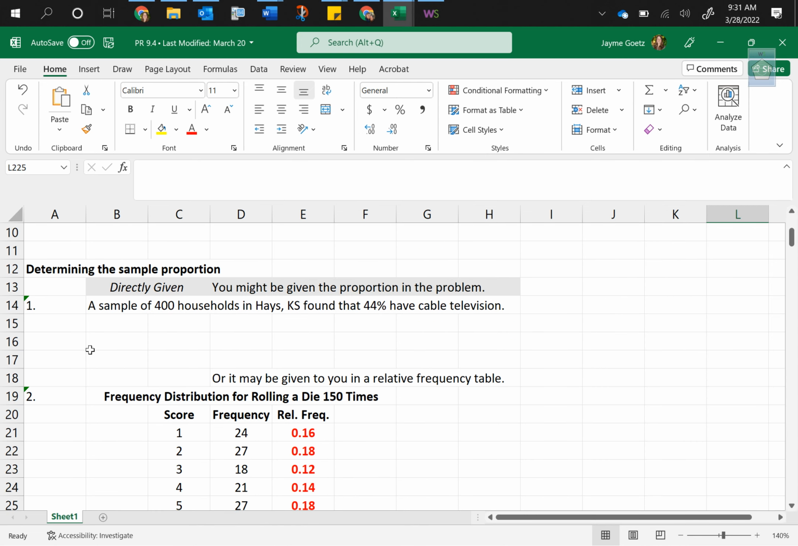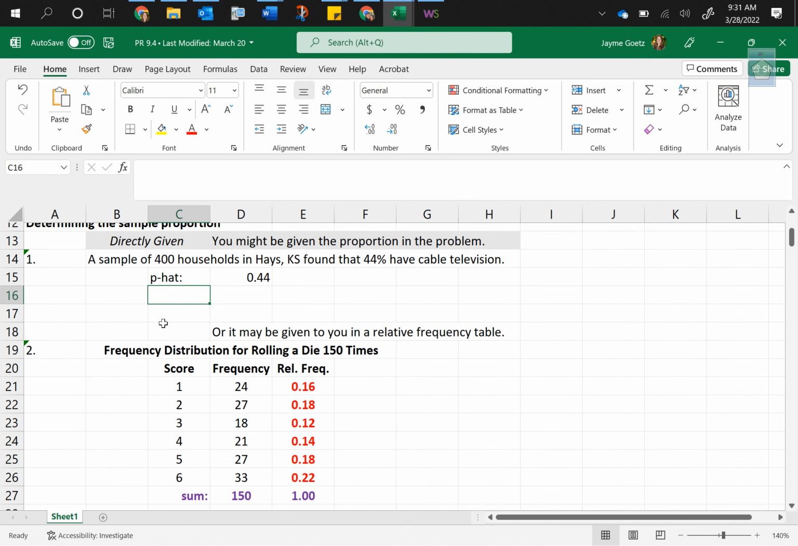There are two different ways you can determine the sample proportion. The first way is if it's directly given to you. Okay, so you might be given the proportion in the problem. An example of that would be like a sample of 400 households in Hays, Kansas, found that 44% have cable television. Okay, well that means that P hat is 0.44. Like they literally tell us. That is what it means by directly given. Okay, they might give you the proportion in the problem.